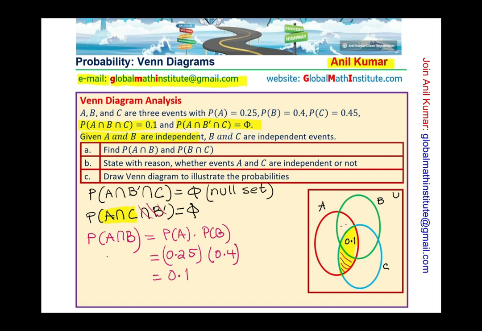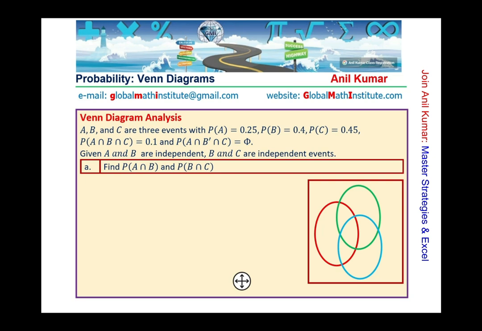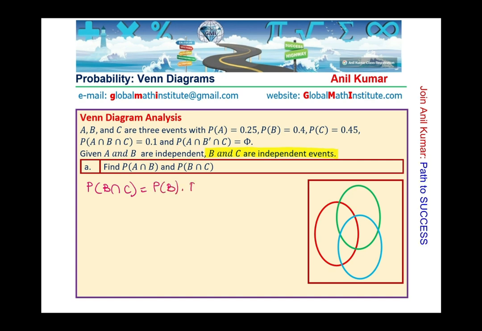Now let's move on and find the probability of B intersection C using the same concept, right? So the probability of B intersection C, since they are independent events, is the probability of B times the probability of C, where the probability of B is 0.4 and that of C is 0.45. So let's multiply 0.4 with 0.45 and we get 0.18.